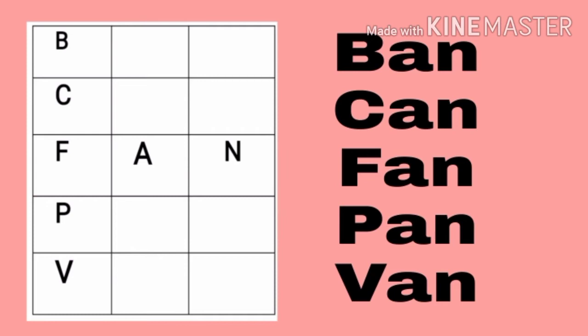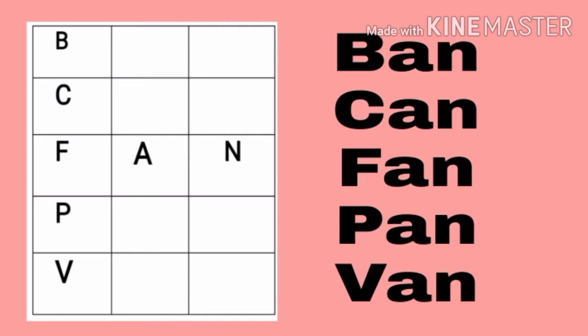First you see here is given one box and in this box there are 3 columns. In first column there are some letters, some alphabets: B, C, F, P, V. In the second column there is A, and third column is Yan. So student, first of all we make words by using one alphabet from first column.